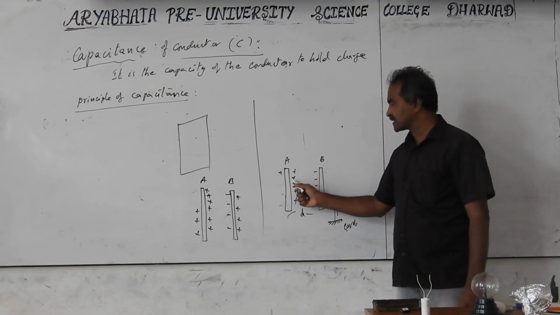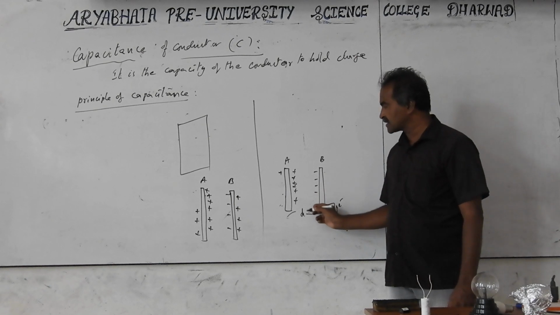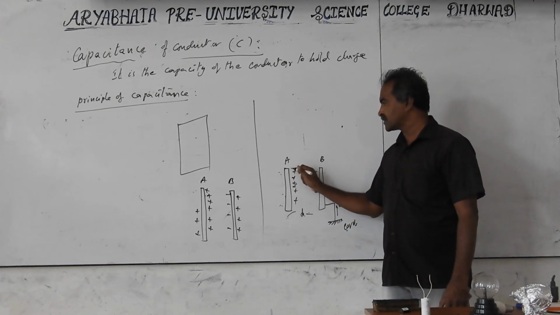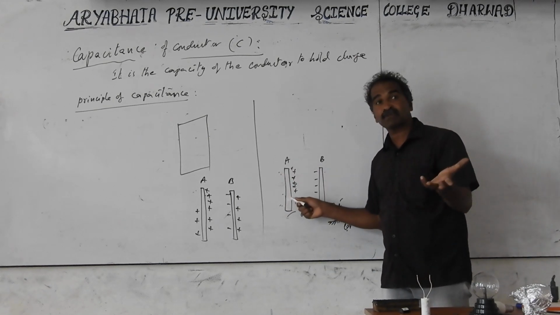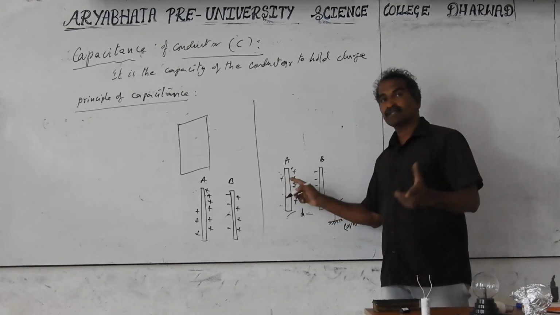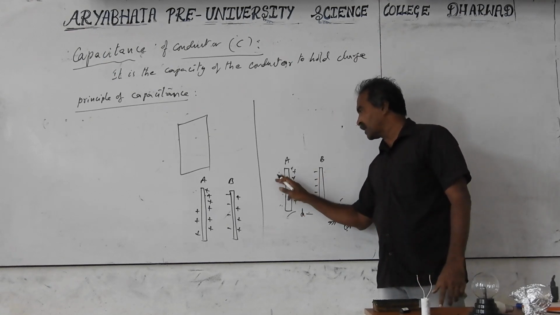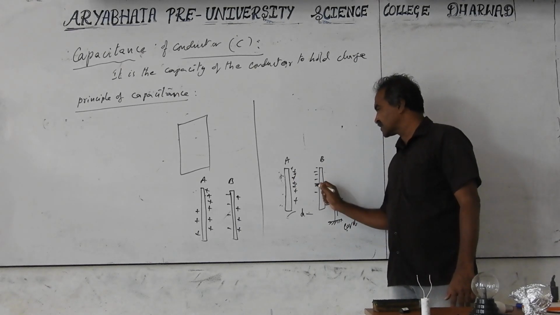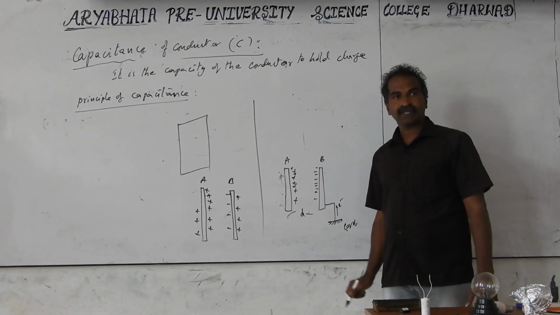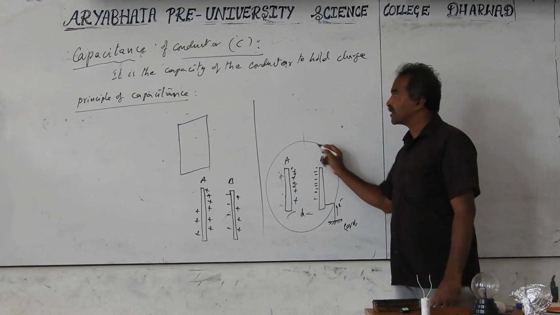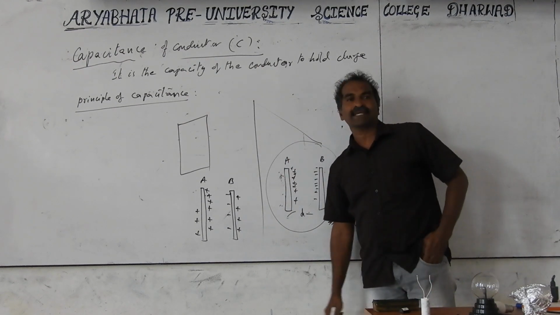So plus charges on one side, minus charges on the other side. With lesser distance, more positive charges will go on its side. The surface can still take more, I can add more charges. They don't stay here, they come and stay here because they are attracted by this, and any negative charges here are coming from the earth. So this arrangement is nothing but the principle of capacitance.